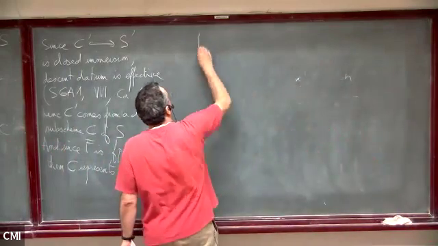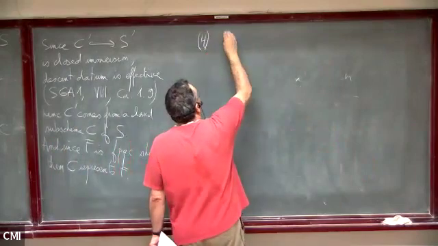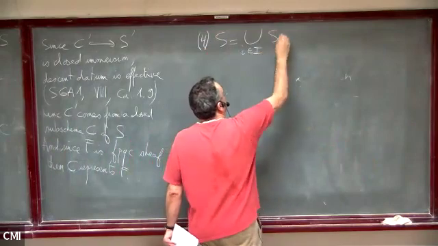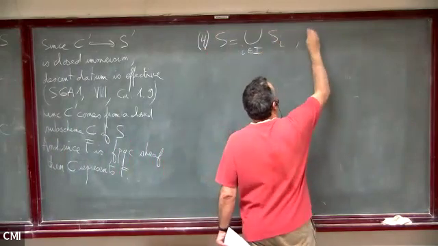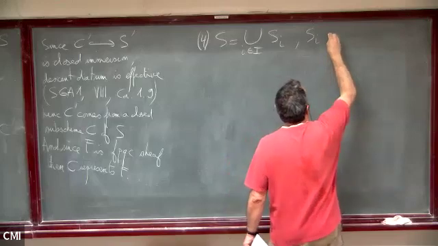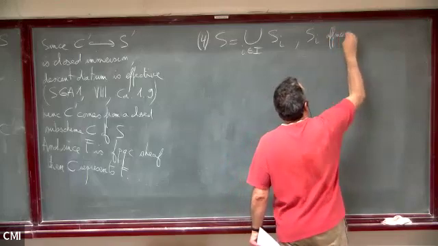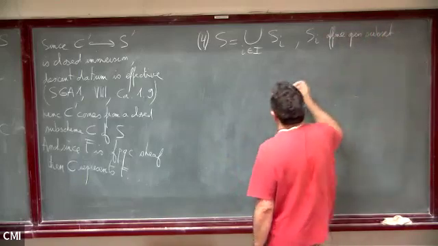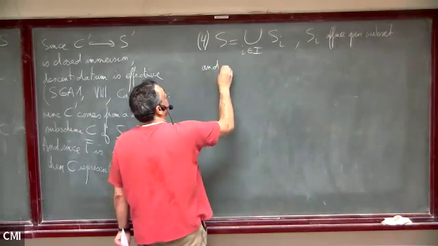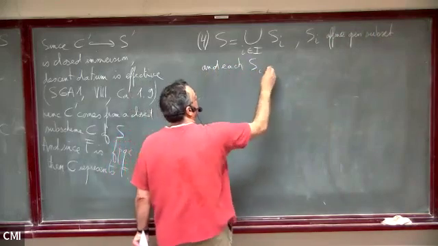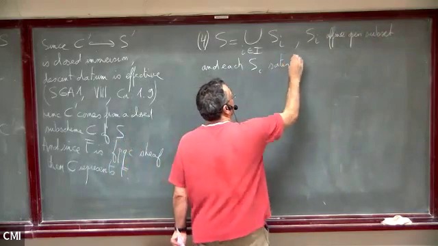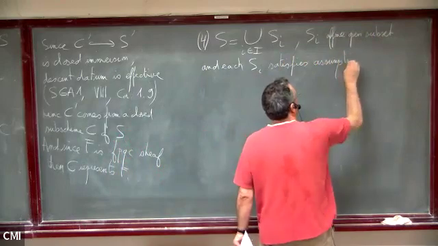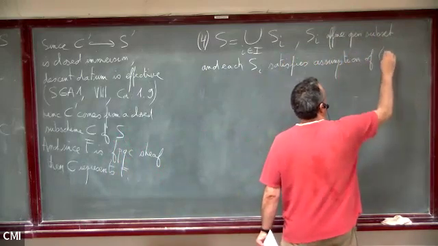And so the general case is that S is covered by S_i, with S_i affine open subsets. And each S_i satisfies the assumption of 3.